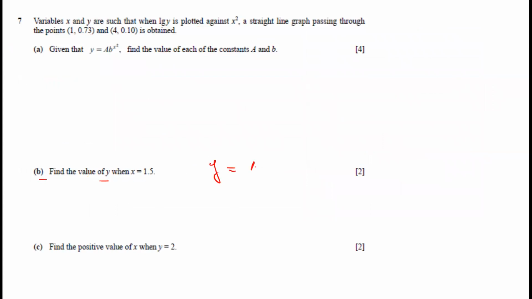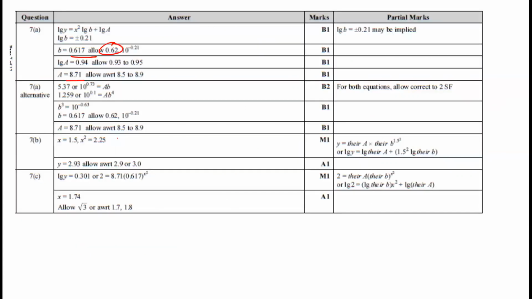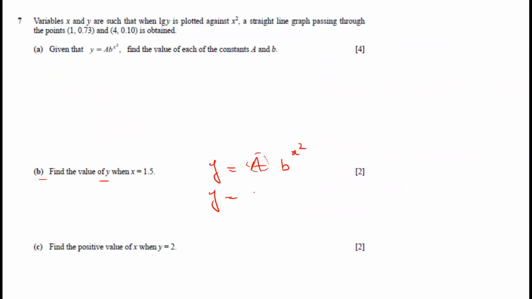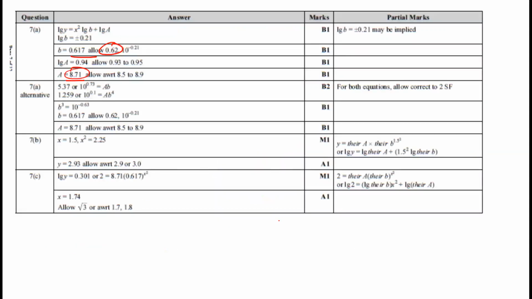So we know that y equals a b raised to the power x squared. a we calculated was how much? 8.71. This is what we calculated. And b was how much? b was 0.62. So 0.62 raised to the power, 1.5 into 1.5 is 2.25. So 0.62 raised to the power 2.25 into 8.71 is 2.97. So y would be equal to 2.97. So over here we are getting 2.93.